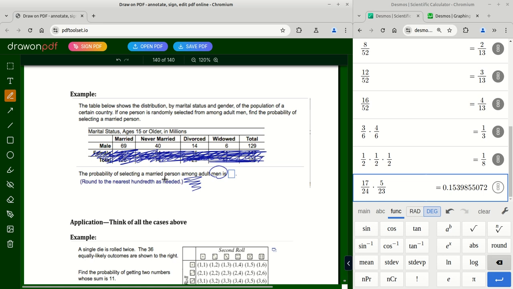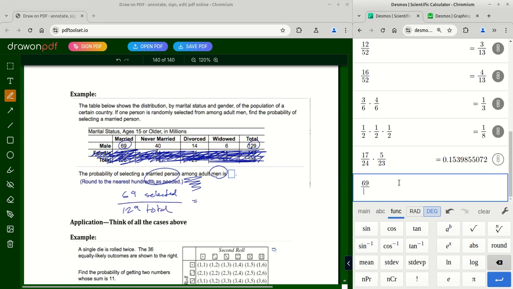Okay, so it says find probability of married. So married, total. There it is. So 69 selected. I got 129 total. You don't have to write selected and total every time. I'm picky like that because I'm a teacher. 5, 3, 4, 8. There it is.